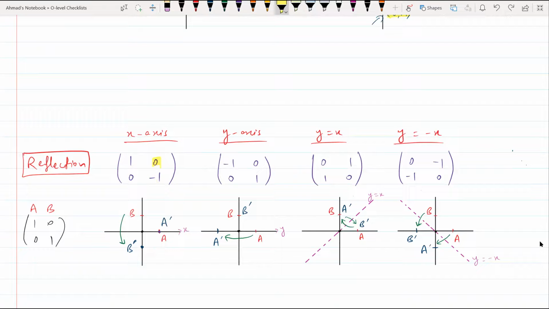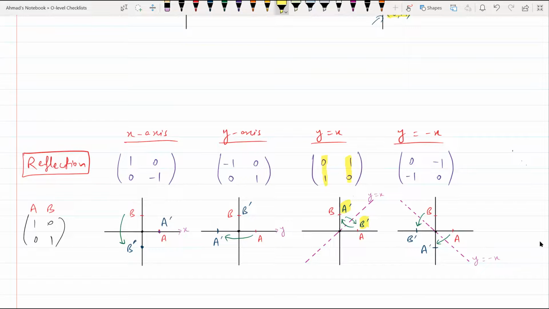Similarly, you can look at what happens in y-axis. Let's look at y equals x, for instance. Now, again, the 1 0 कहाँ चला जाएगा? A point कहाँ चला जाएगा? Reflect okay, that's going to go to A dash here. So that's 0 1. That's the first point here. B कहाँ चला जाएगा? B will go to this point here. That's 1 0. That's B dash. So that's 1 0 here. Okay. Y equals x में reflect होके आपके points इस तरह से change हो जाएंगे. So that's where this matrix is coming from.